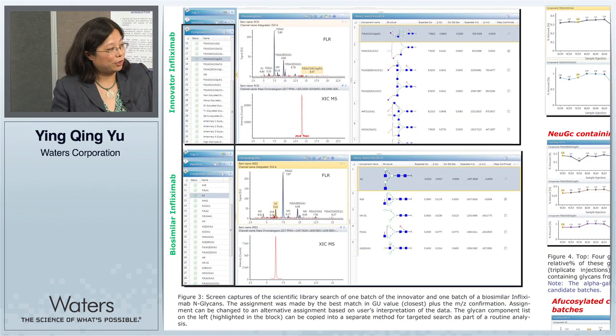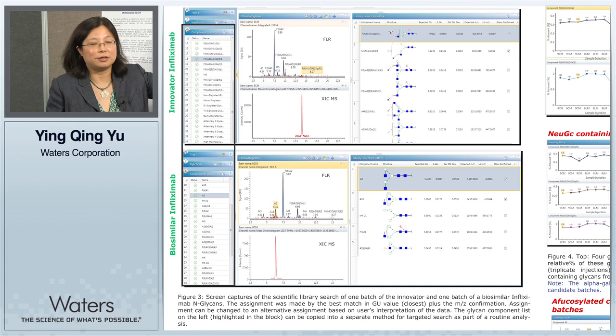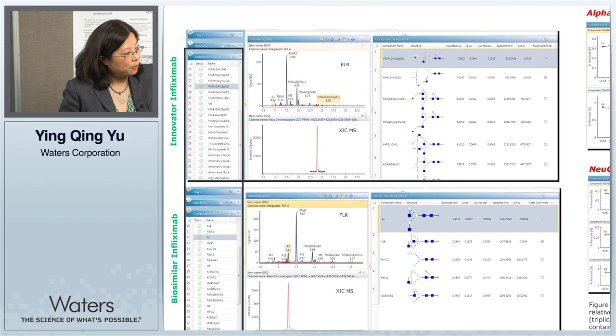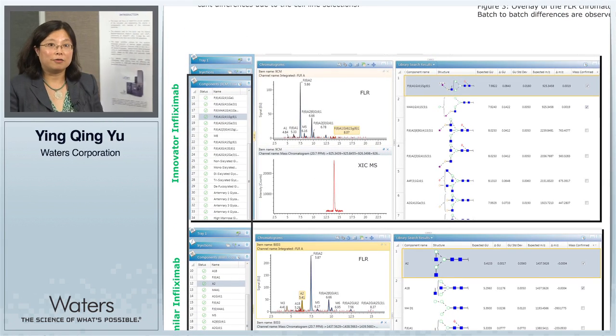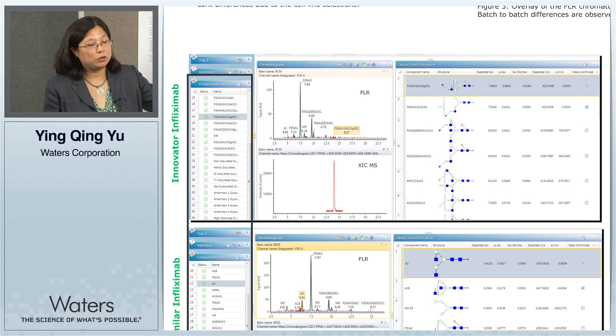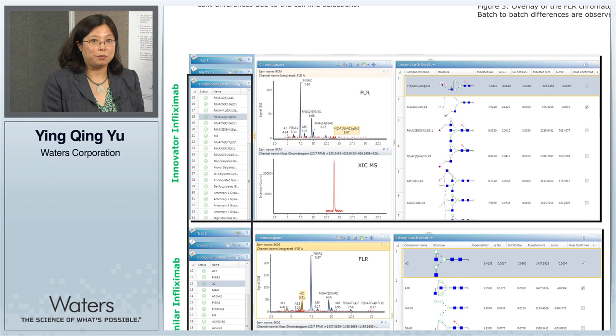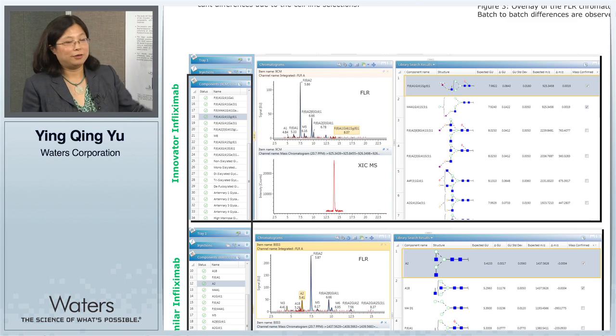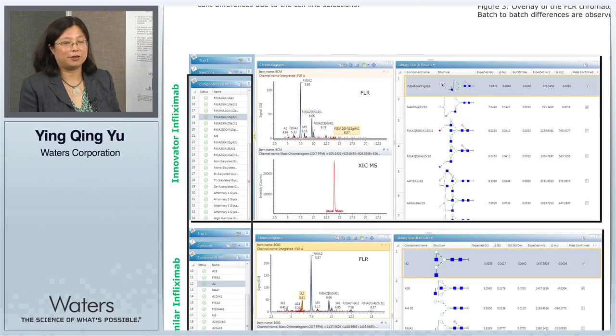Now, in the middle here, we are showing the differences in the Innovator and biosimilar results. If you zoom in, on the top is a screen capture of the Innovator Infliximab. All the FLR peaks are integrated and labeled with the glycan. We do see a fair amount of potentially immunogenic glycans, which contain 1,6-alpha-gal and N-glycolylneuraminic acid, from these 3 batches of Innovator Infliximab.